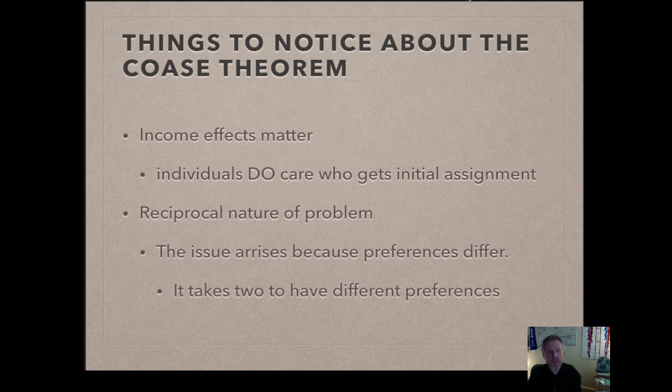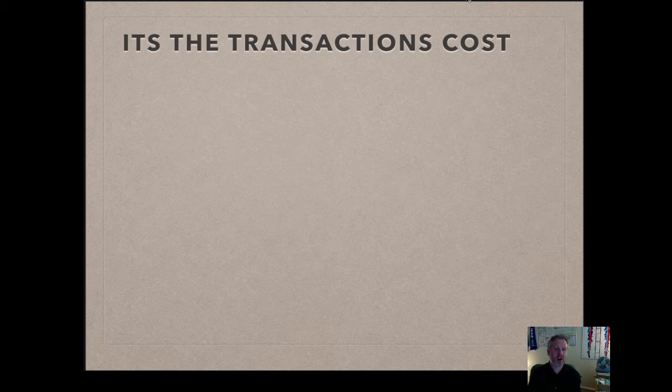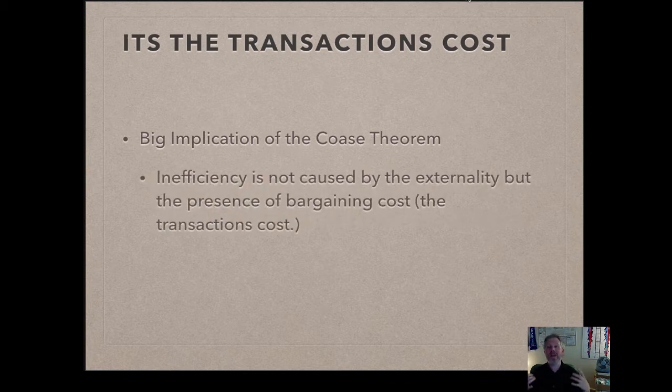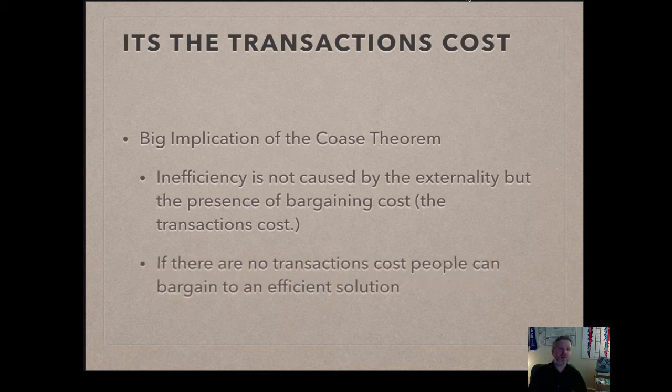All right. The last thing I want to say about the Coase theorem is that it's the transactions cost that actually cause an issue. All right. This is one of the big implications of the Coase theorem. Inefficiency is not caused by what we will call an externality. So the dog barking is an externality. Me burning tires in my yard and having the smoke go through my neighbor's yard is an externality. It's a third-party effect. Inefficiency is not caused by those things, but it's caused by the presence of bargaining costs, the transactions cost. If there are no transactions costs, then people can bargain to an efficient solution.